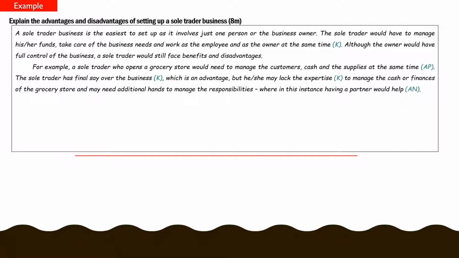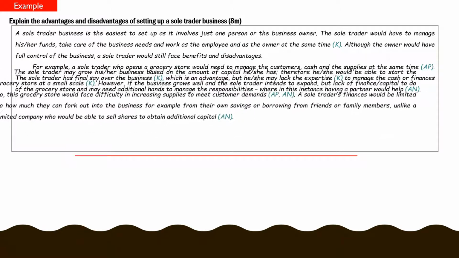The sole trader has final say over the business, which is knowledge, and it's an advantage, but he or she may lack the expertise to manage the cash or finances of the grocery store and may need additional hands to manage the responsibilities, where in this instance having a partner would help. How did I analyze this part of the answer? I provided an example of what a sole trader does, and then I mentioned what the advantage is. The final say gives complete control over the business, but what is lacking would be so and so. And in this instance, how would another structure assist a sole trader?